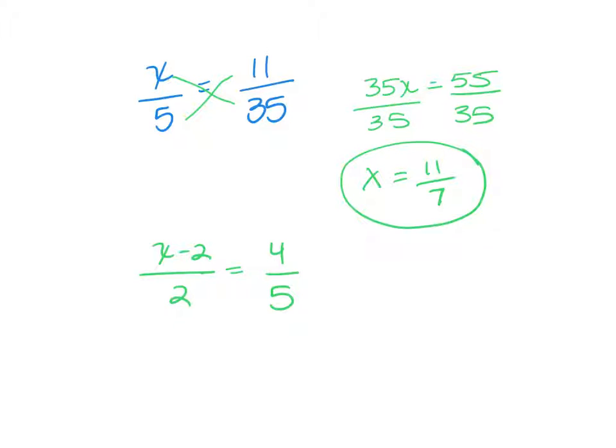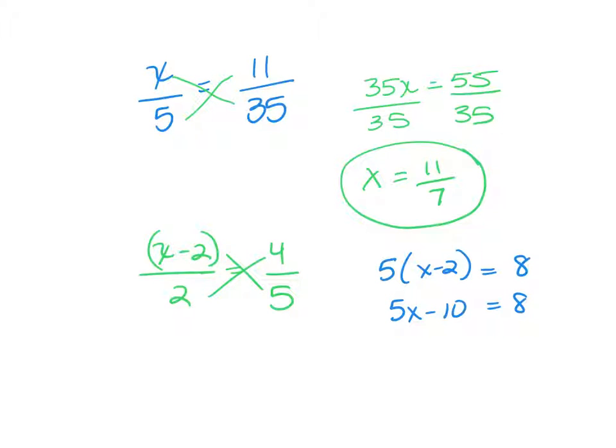When you see a sum or a difference on it, you're always going to put parentheses around it. Your problems will not have parentheses on them, but you're going to put parentheses around them, because if you don't, you're going to get these wrong. So when we cross multiply, we get 5 times (x minus 2) equals 8. So that's 5x minus 10 equals 8. 5x equals 18. X equals 18 over 5. That's your value of x.